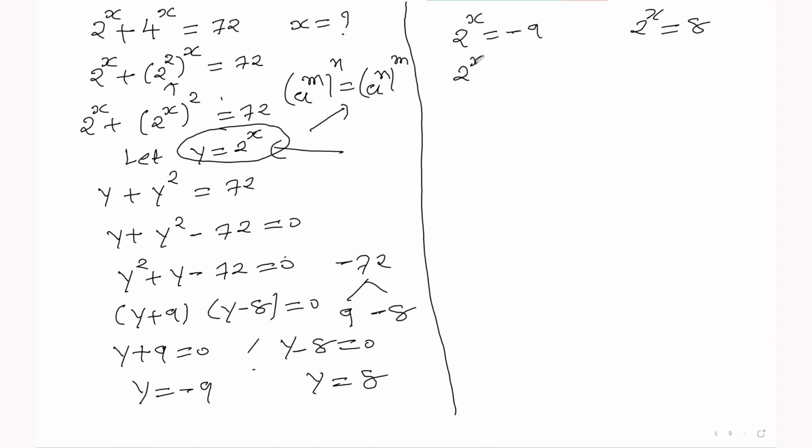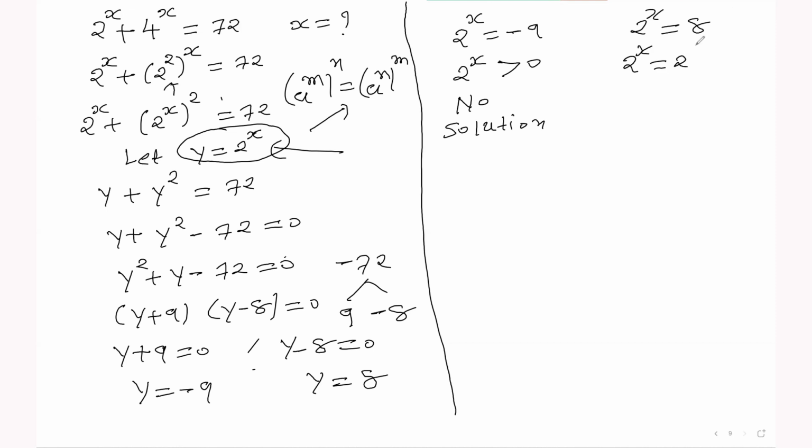My 2^x is always bigger than 0. It can never be less than 0. So there is no solution for this. It is not possible. So there is no solution for this case. Now we'll look at this right hand side. So 2^x = 8.